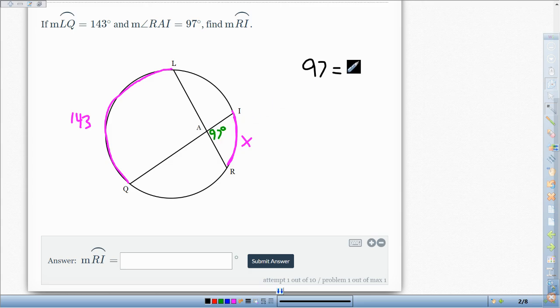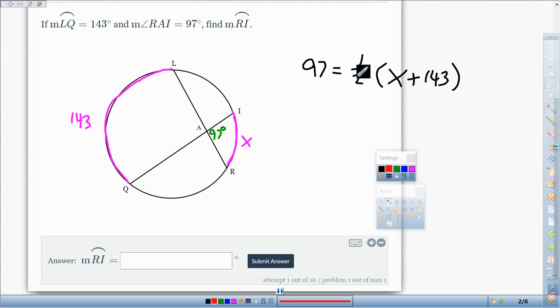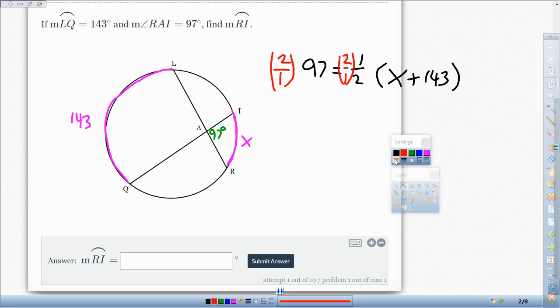So anyway, the angle equals half the measure of the two arcs added together. It doesn't matter what order you add them. I'm going to do x plus 143. From here, if you guys remember, we have two options. We can distribute the 1/2. If I did that, I would end up with more fractions or decimals. Or we can get rid of it by multiplying by the reciprocal. And that's what I'm going to do. I think that's going to give me an easier problem.